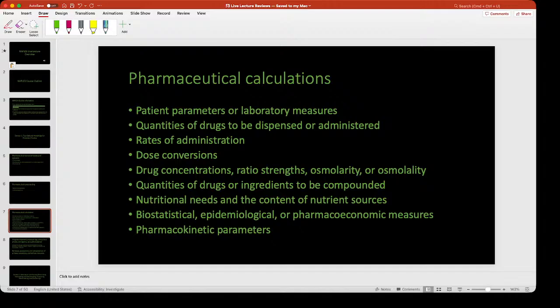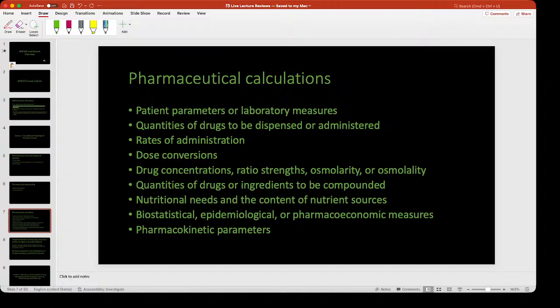Sometimes you might need to do a calculation from one antibiotic solution to another, to see how much of that other antibiotic is needed. Also nutritional needs: proteins, dextrose, and lipids. Doing those different nutritional TPNs and all of that is important.